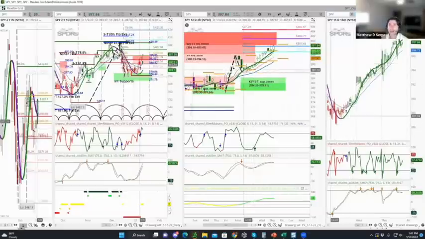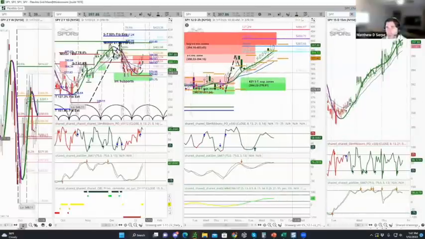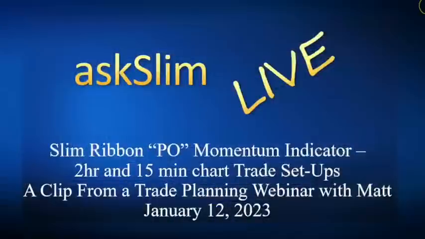What's the trend? I want to be with the trend. So once the 15-minute turned up, I'm looking for that pullback into support, and then all of a sudden I get the green reversal scalp plus the green slim ribbon, boom, trade on.